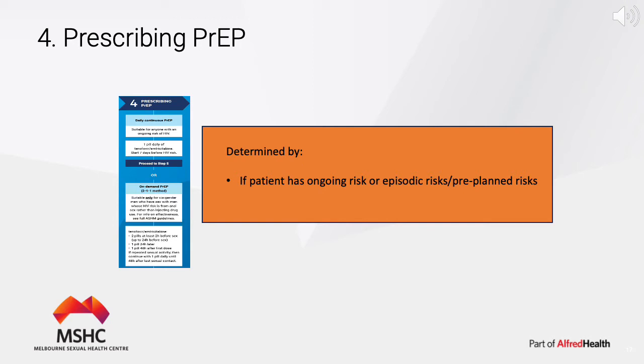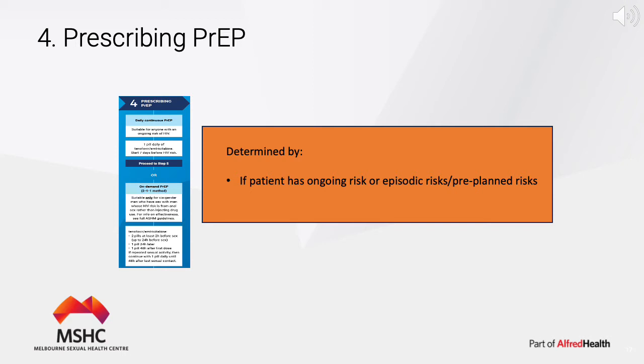Now, when we're prescribing PrEP, we have to determine if the patient has ongoing risk or episodic risks or pre-planned risks, because that tells us whether they need daily PrEP or whether they could take their PrEP on demand. Now, I'll come to on-demand PrEP a bit later, but basically on-demand PrEP is only suitable for men who are born men and who have sex with men and whose HIV risk is from anal sex rather than injecting drug use, based on robust evidence in the literature. Okay, and basically it's taking the PrEP on demand, which I'll come to later.